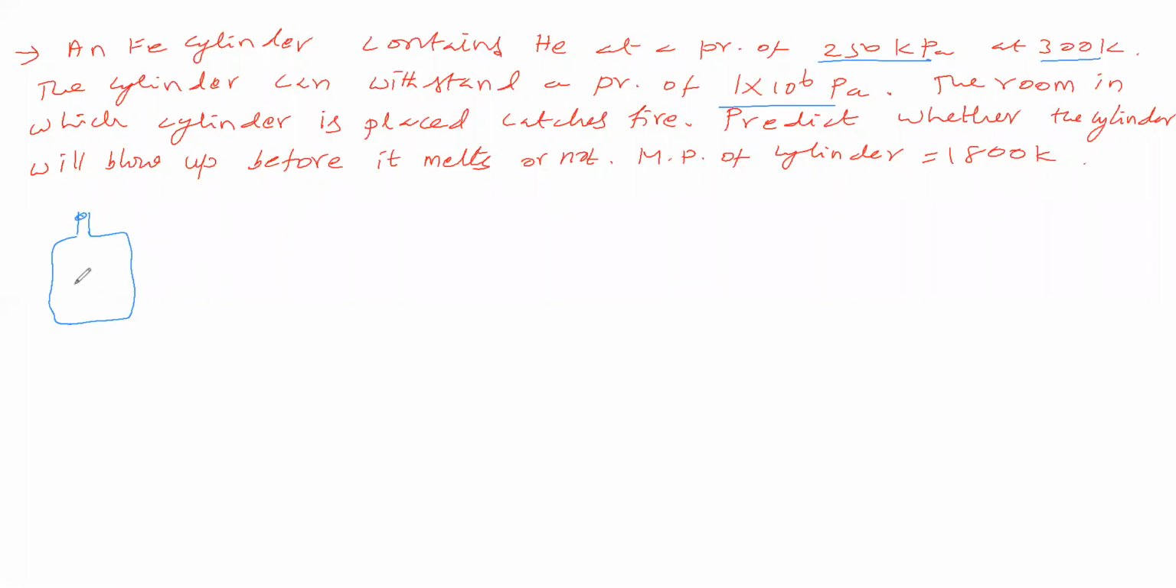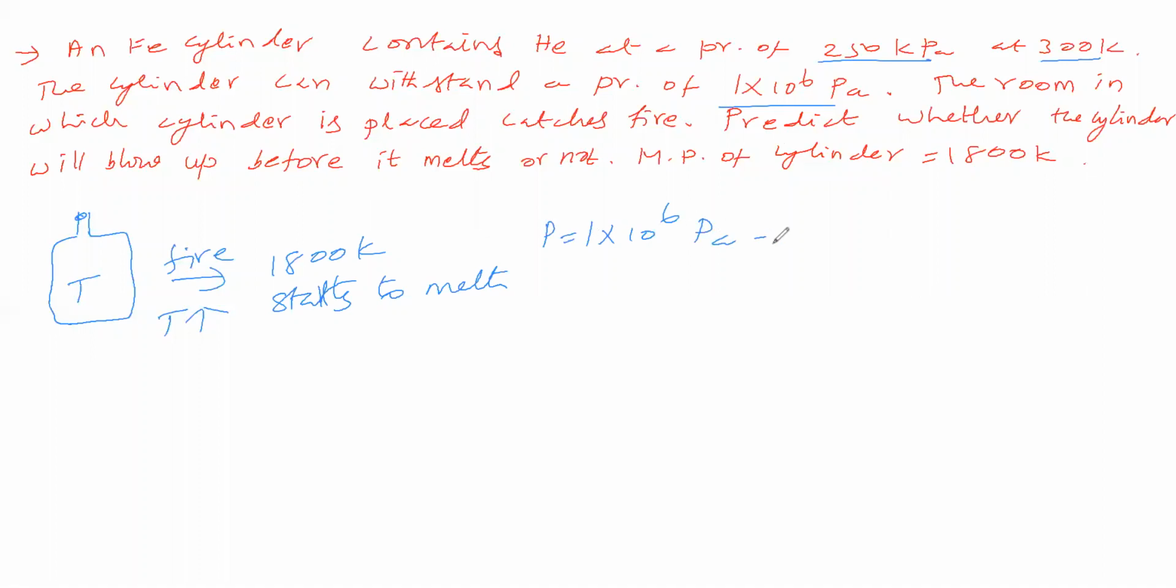In this cylinder, it has some temperature. The room is catching fire, therefore the temperature increases. When the temperature attains 1800 Kelvin, it starts to melt. Now we will take PV = nRT. Pressure we will take maximum 1 into 10 to the power of 6 Pascal. This Pascal we have to convert into atmosphere.